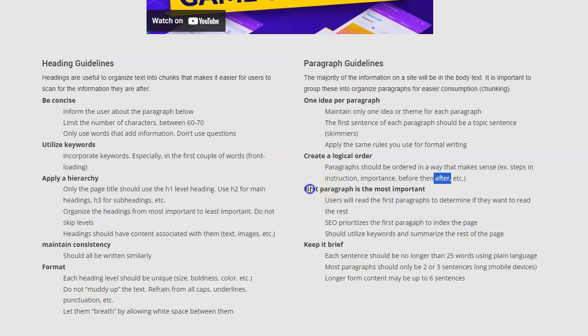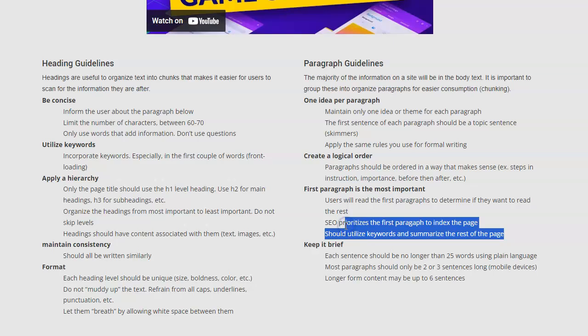Back to the first paragraph, it is the most important. The users will read the first paragraph if they want to read the rest. Said that earlier. But also, the SEO prioritizes the first paragraph. So just like humans do, they will actually look at that first sentence and determine whether that is going to be closer to what the user was searching for. So that in particular is super important, which means you should utilize the keywords and also summarize the rest of the page. Just like you were going to do with that first sentence.